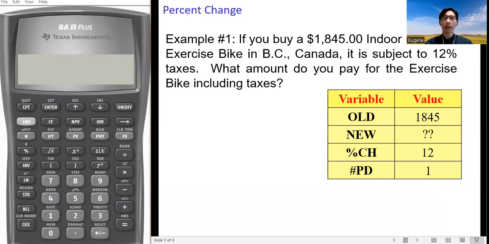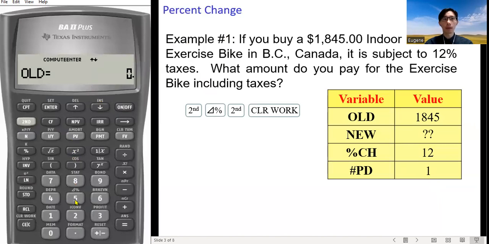Let's solve this using the calculator. First, activate the percent change worksheet by pressing second and then the number 5. And then a good practice is to clear all previous work by pressing second and then clear work. Clear work is located as the second function of the CE button at the bottom left of the calculator. So press this button, and then all the memories of the worksheet are cleared.